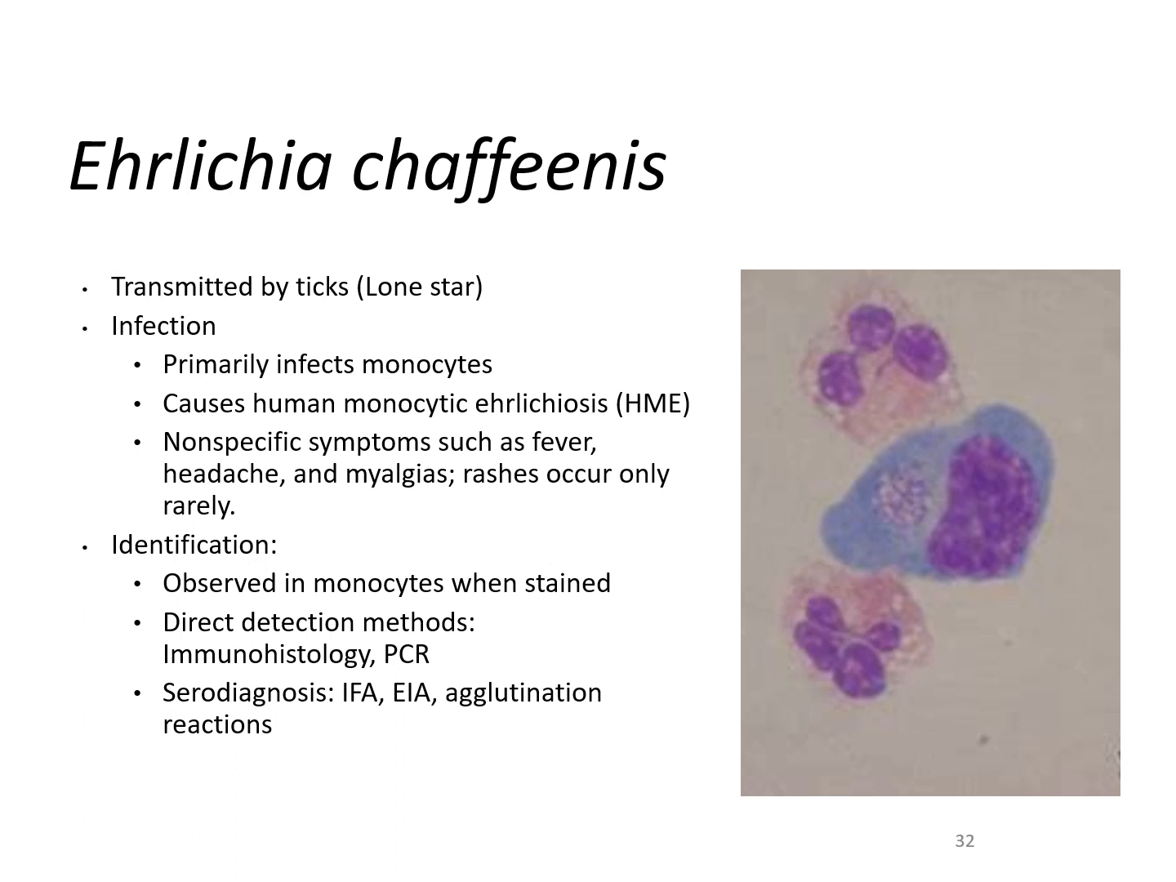Ehrlichia chaffeensis is transmitted by a tick, specifically the Lone Star tick. It primarily infects monocytes, and so just like the previous organism infects the neutrophils or the granulocytes, this one infects the monocytes. Therefore, the infection is termed human monocytic ehrlichiosis. And you can see here where this is the monocyte. And monocytes do not have granules, but you can see the organism here inside of that monocyte.